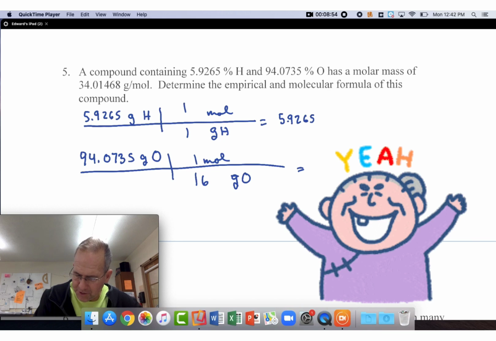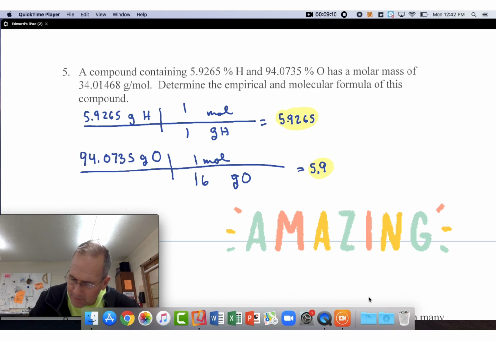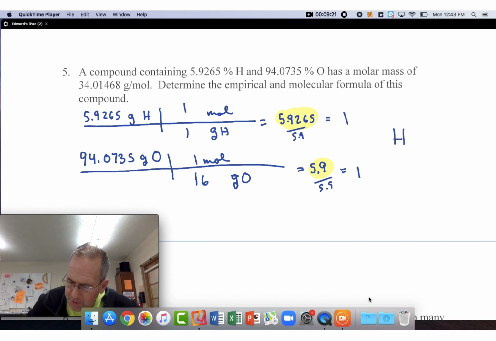Oh my gosh. Are you seeing this? 5.9, right? So let's do this. The ratio is going to be, all right, I'm taking the change off that thing. Let's make it simple. That's a 1 to 1. It's a 1 to 1. H1O1. That's the simple formula. That's the empirical.